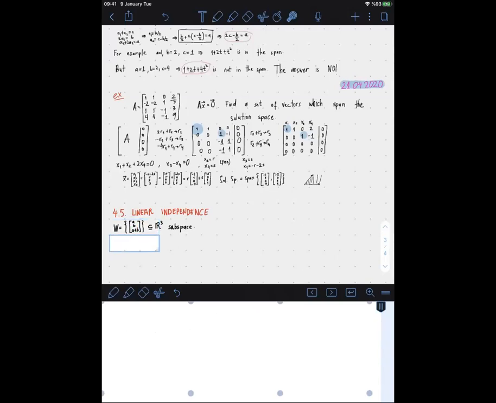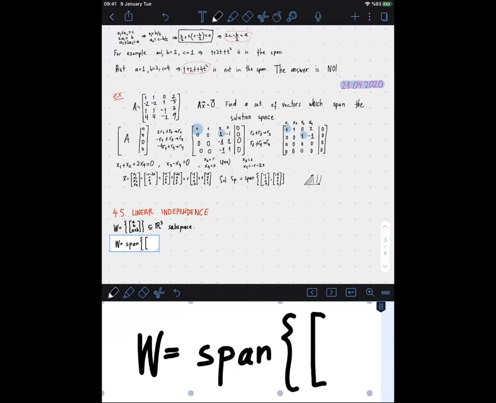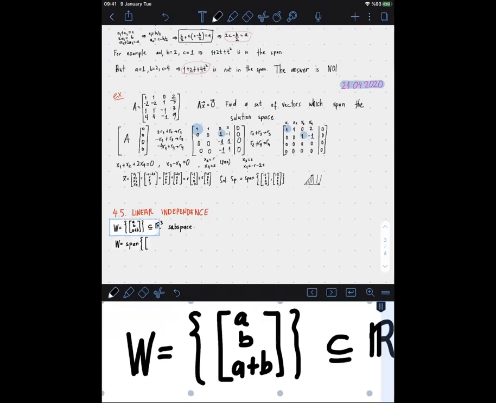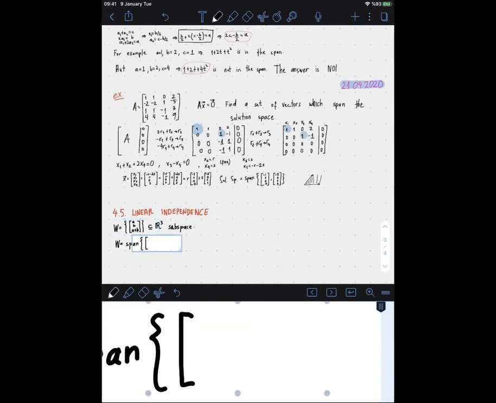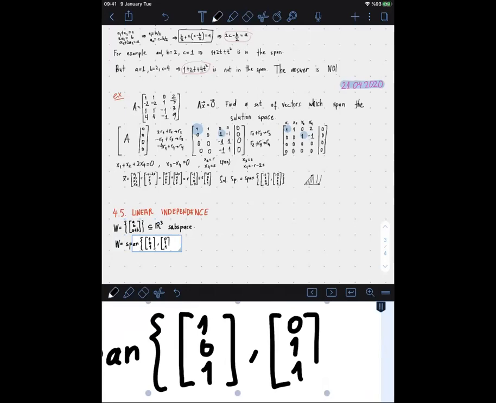And then we have seen something like this. W is, in fact, span of two vectors. Span of which vectors? It's still the same idea. If I take this into a parentheses, I get 1, 0, 1. And if I take into b parentheses, I get 0, 1, 1. So all the vectors in W can be written as a linear combination of these two vectors. So this is the span.